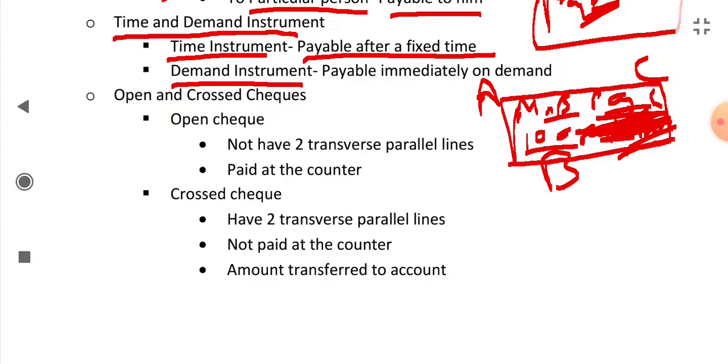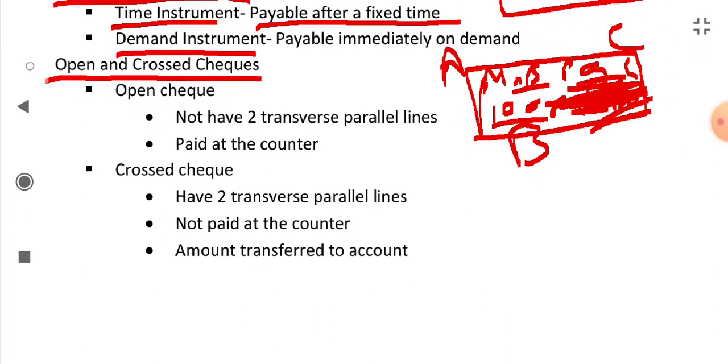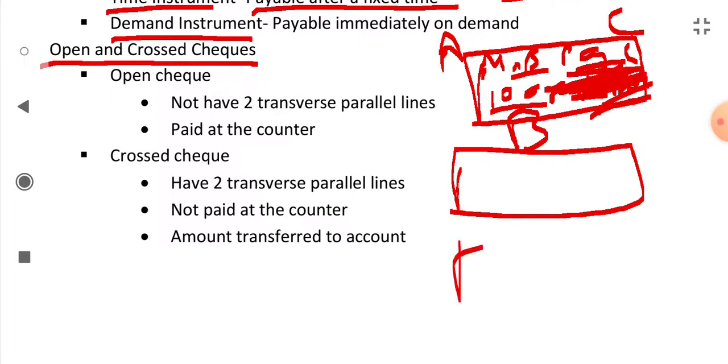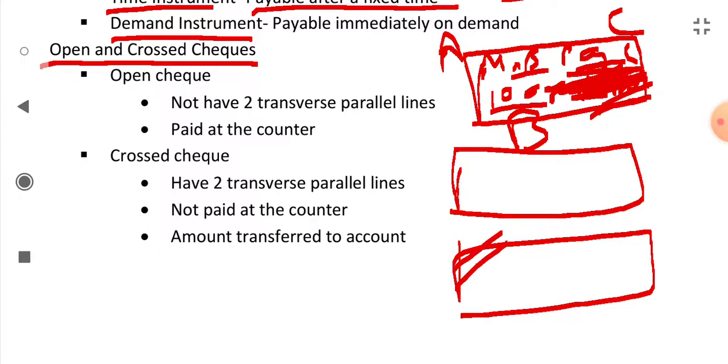Then it's open and cross checks. What are open and cross checks? Let's see, there are two types of check. First, we see the cross check. The cross check is one in which there are two transverse parallel lines. In this type of check, whoever's name is written, like "pay C", the amount will be transferred to C's bank account. He will not get the cash at the counter.